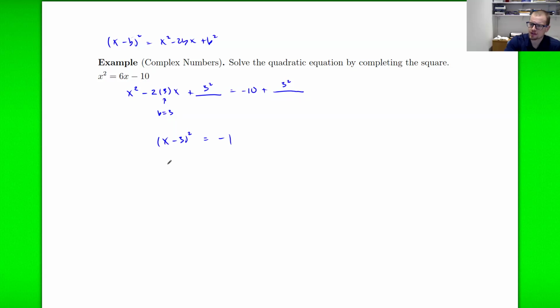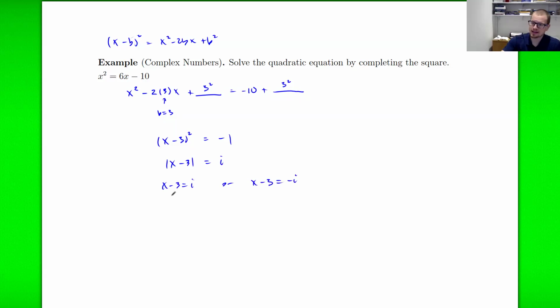So I'm going to take the square root of both sides, which gives us the absolute value of x minus 3 is equal to the square root of -1, which we just learned recently is i. I can go ahead and add 3 to, well, I can't add 3 to both sides yet. I have to separate this into the two linear equations. x minus 3 is equal to i, or x minus 3 is equal to -i.